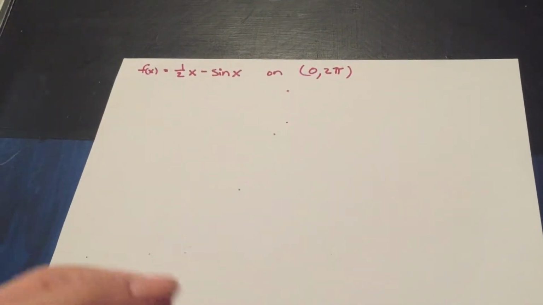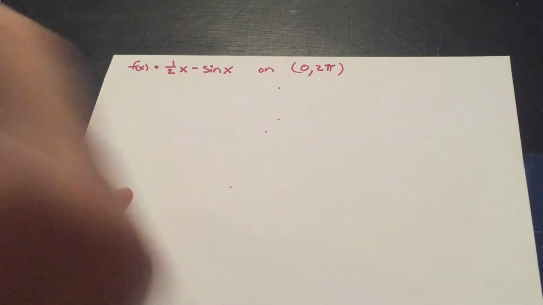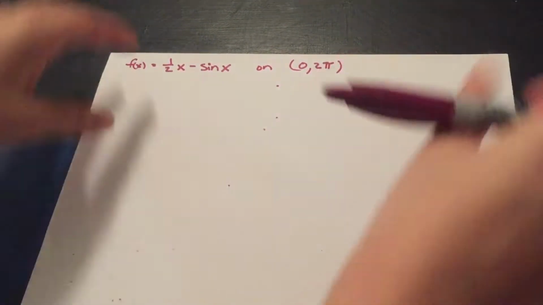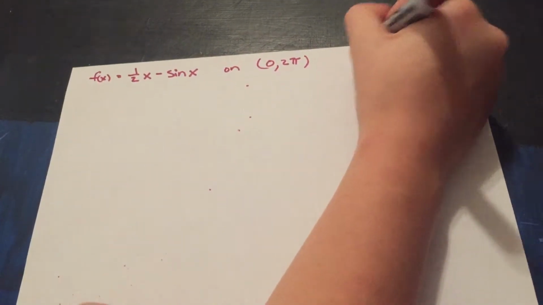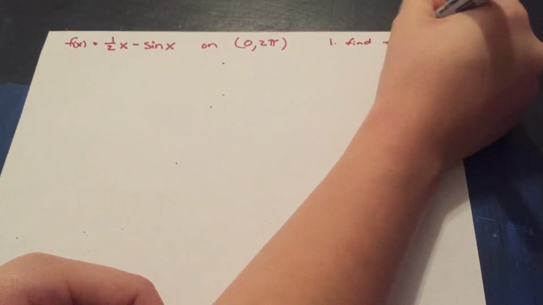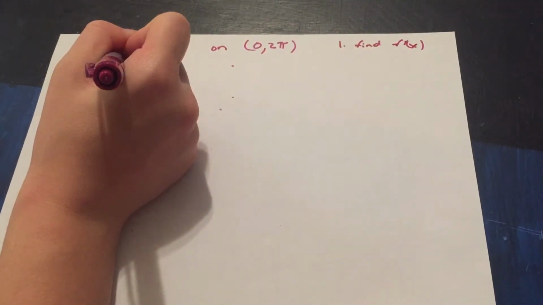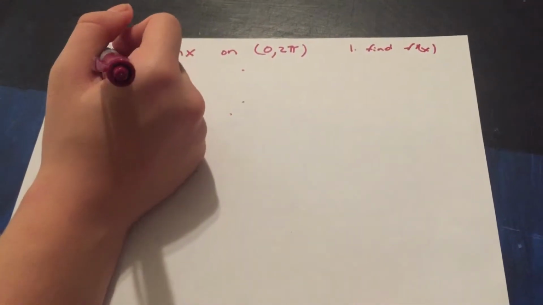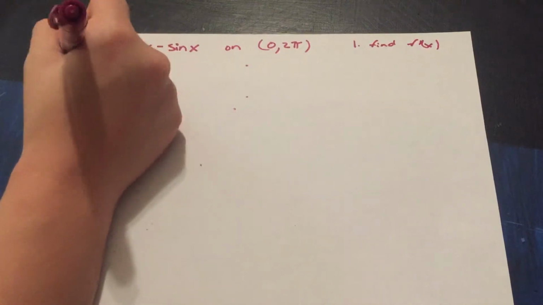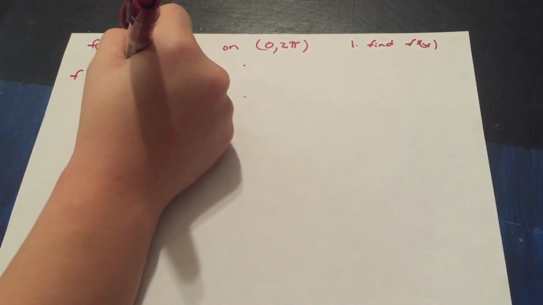Now, for the problem, f of x equals 1/2 x minus sine of x on the interval 0 to 2 pi. First, find f prime of x. We know that 1/2 x is just going to become 1/2. f prime of x equals 1/2.